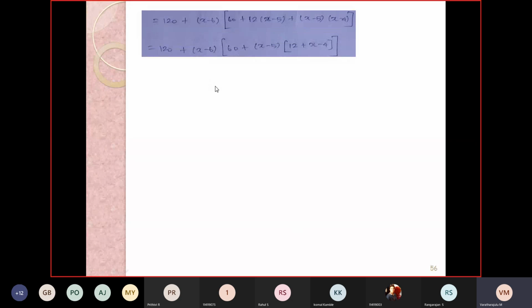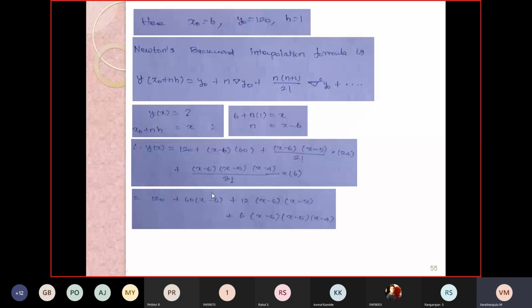I am taking x minus 6 out from the 3 different terms. Here I have x minus 6, here also x minus 6, here also x minus 6. Therefore, take the x minus 6 out.